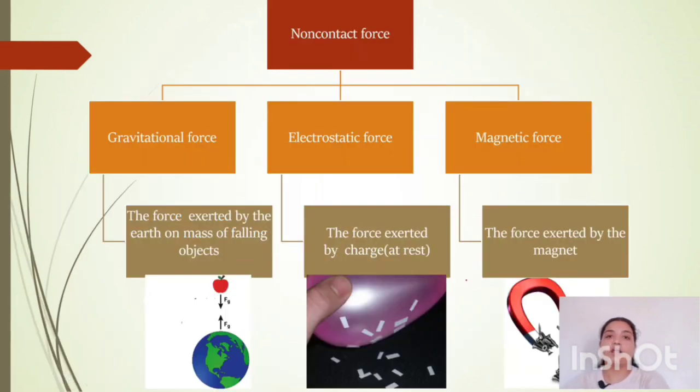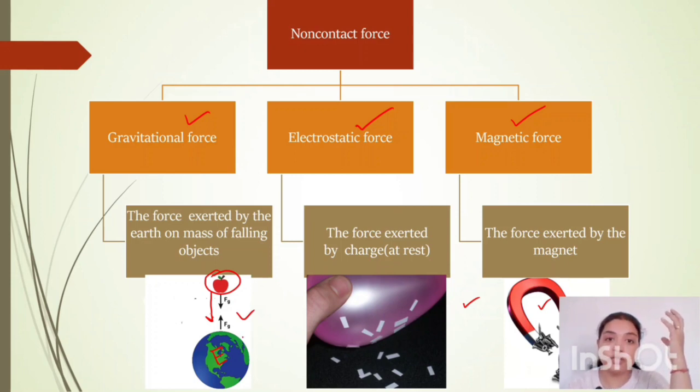Next we are having non-contact force. By name we can say that both the objects are not in contact. Here I am having three examples of non-contact force: gravitational force, electrostatic force, and magnetic force. I have also selected three different examples to explain them, right? By the name non-contact. If an apple is freely falling under the gravity of our earth, what force is going to act on this particular apple? Force due to gravity of the earth, right?